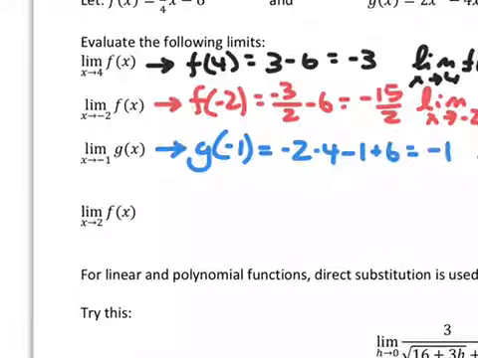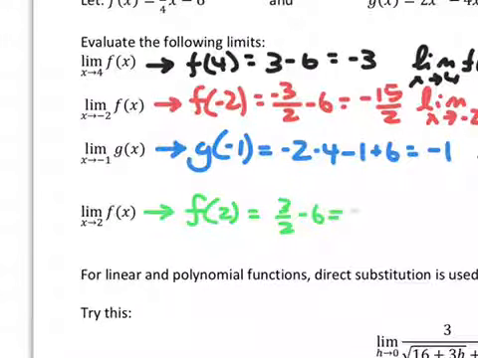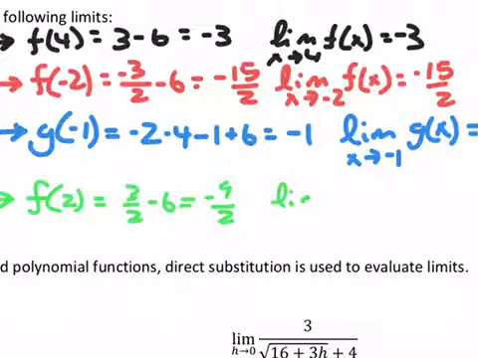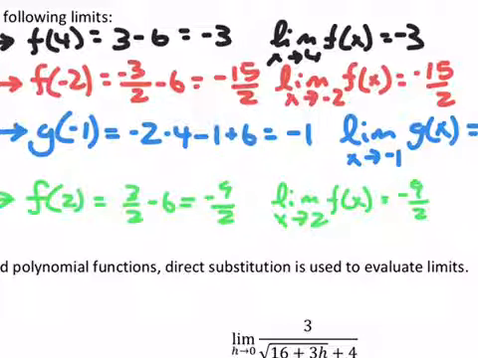And then finally, our limit as x approaches 2 of f of x would be the same as f of 2. And we get 3 halves minus 6, which gives us negative 9 halves. So the limit as x approaches 2 of f of x equals negative 9 halves. So with polynomials to evaluate, we just do a direct substitution.